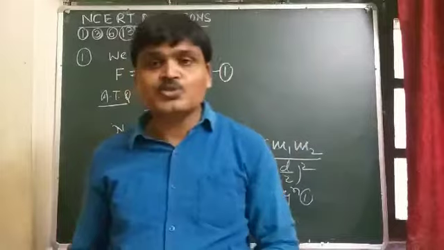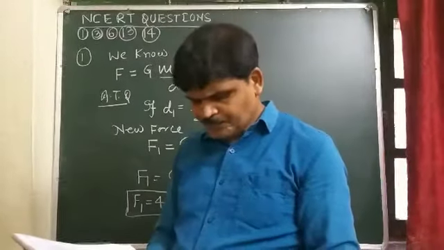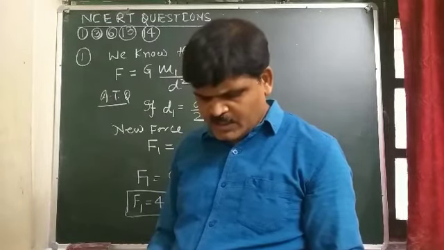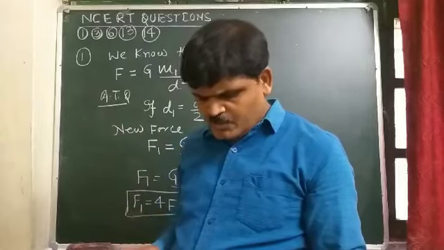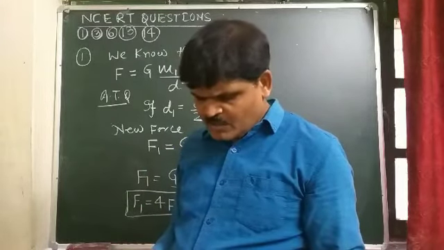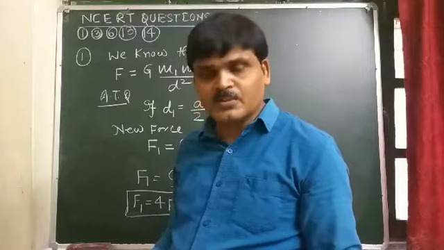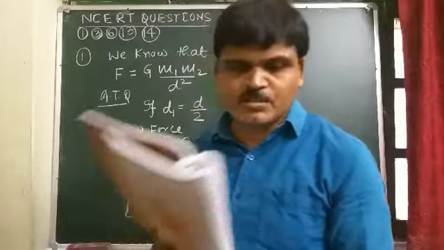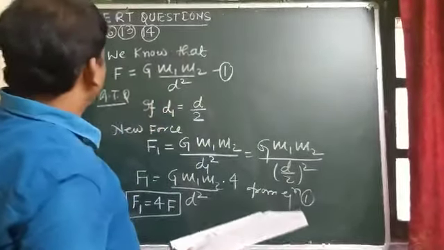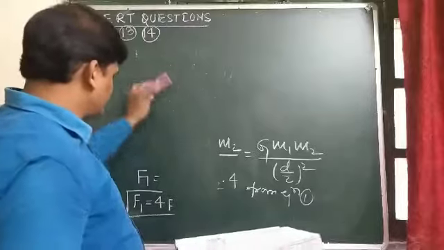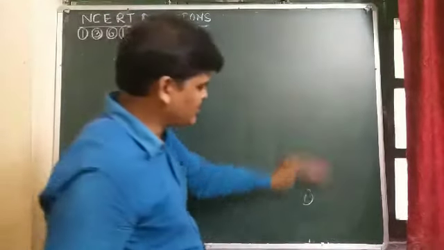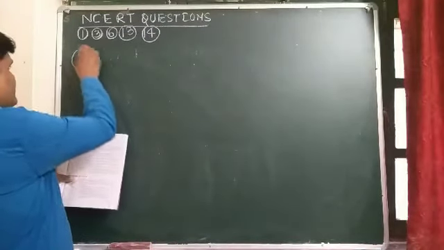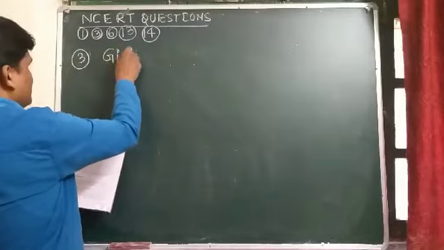And student, question number 3, listen carefully. What is the magnitude of gravitational force between Earth and a 1 kg object on its surface? Mass of the Earth is 6 into 10 to the power 24 kg and radius of the Earth is 6.4 into 10 to the power 6 meter. We have to find the gravitational force exerted by Earth on the object whose mass is 1 kg.